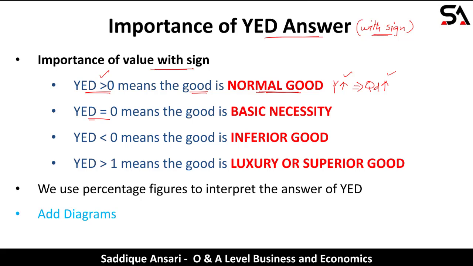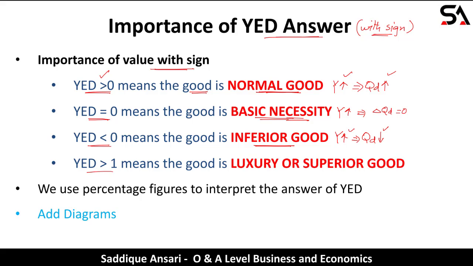If YED is 0, it means the good is a basic necessity. It means when income increases or decreases, there will be no change in quantity demanded. That will be 0, so quantity will remain the same. That is for basic necessities, which we use irrespective of the change in income. If YED is negative, it means the good is an inferior good. In case of an inferior good, if income of consumers increases, the quantity demanded of inferior goods will decrease, and due to this inverse relationship, the YED answer will be negative.